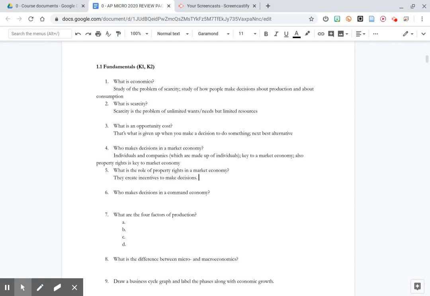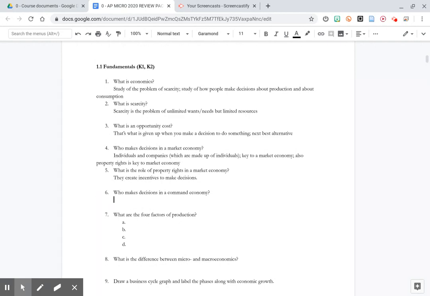A very long time ago, someone said, if you give someone a lease or a rental on a deserted island, in 10 years, it'll look like a deserted island. But if you give someone ownership of a deserted island, then in 10 years, it will become a paradise, right? They'll have improved it. So property rights create the incentives to make decisions.